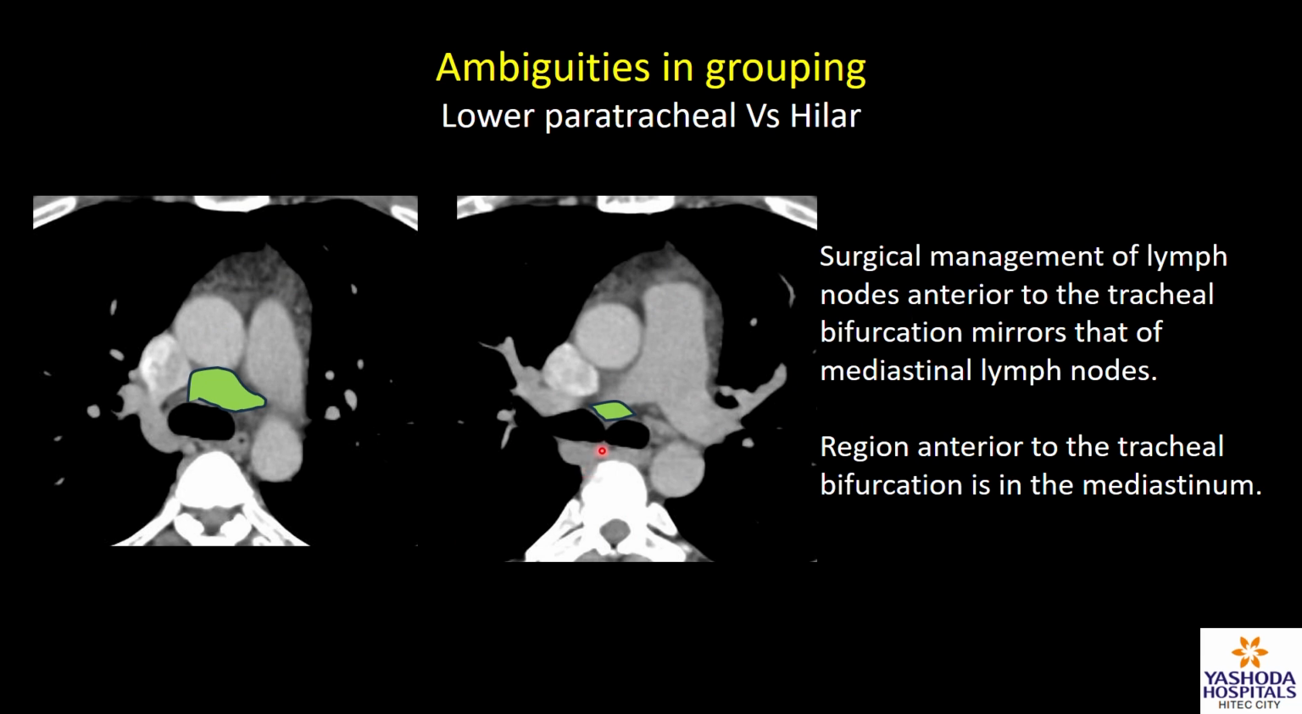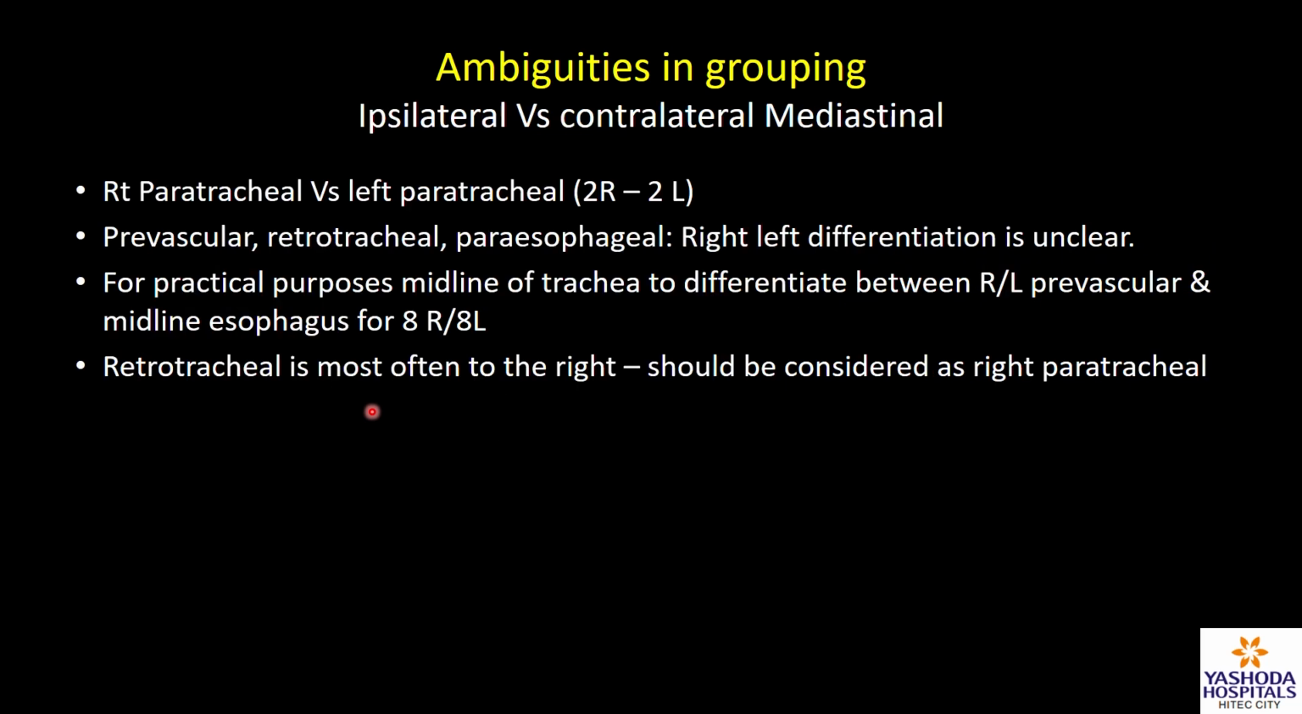Then there could also be ambiguities in differentiating the lower paratracheal from the hilar node. If you see that very close space between the right hilum and the right lower paratracheal, and you have a potential space at the level of the tracheal bifurcation, for all practical purposes a node in this particular location should be taken as a paratracheal node rather than a hilar node for staging purposes. All surgeons would include that as a paratracheal or mediastinal node rather than a hilar node.